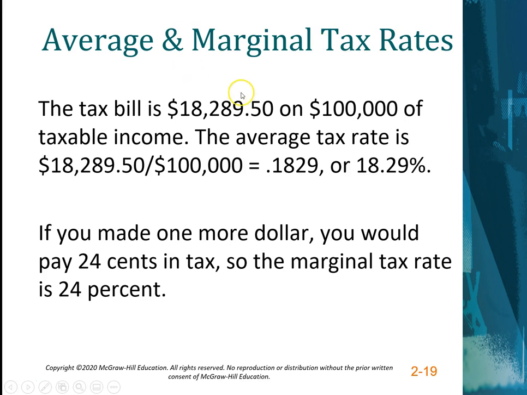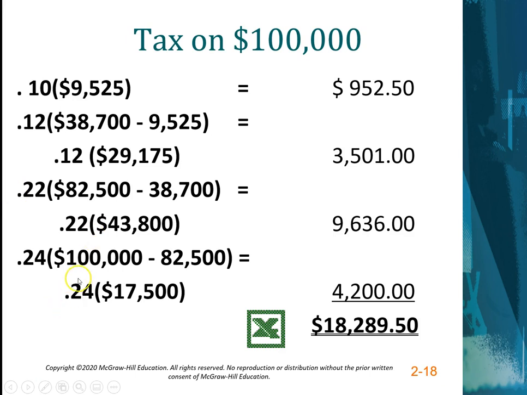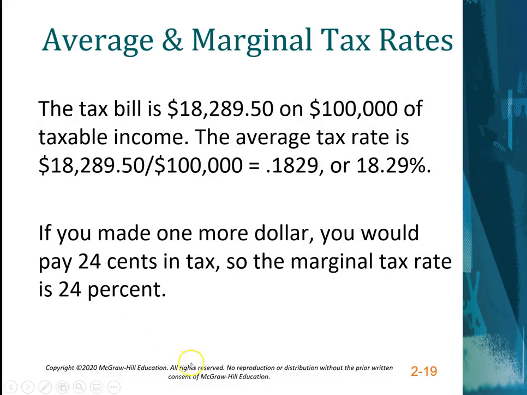Okay, now if we want to find the average and the marginal tax rate, that's $18,289 on $100,000. The average tax rate, we're going to take the taxes paid of $18,289 and divide it by the $100,000 in income, and the average tax rate is 18.29%. And if you made one more dollar, you would pay 24 cents in tax. Okay, the tax rate is 24% or 24 cents on the dollar. So the marginal tax rate is 24%.